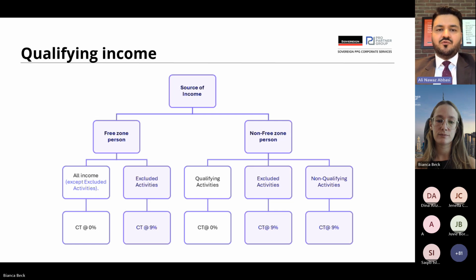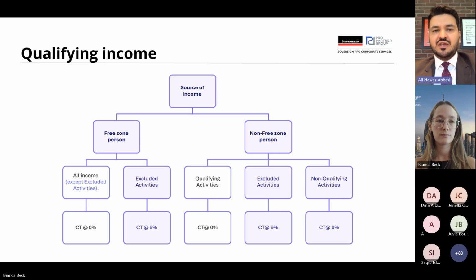All income earned from other free zone persons is qualifying income, except excluded activities. For example, as I mentioned before, transactions with natural persons is an excluded activity. And even if the natural person is based in a free zone, that transaction will be taxed at 9%.